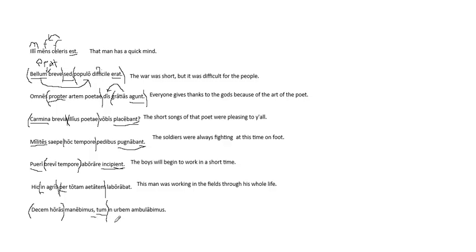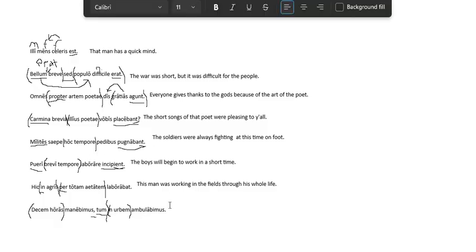The second bit is pretty easy too. In urbem is a prepositional phrase meaning into the city, since urbem is accusative. And ambulabimus means we will walk. Alright, awesome. So the whole thing is, we will stay for 10 hours, then we will walk into the city.